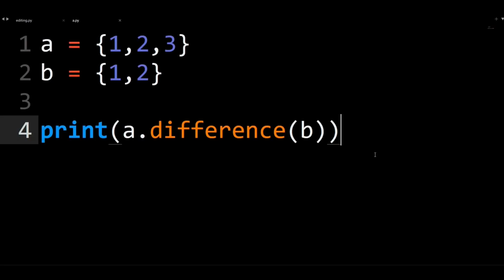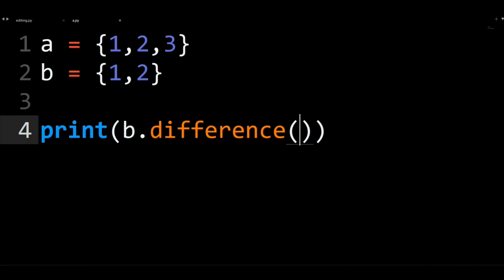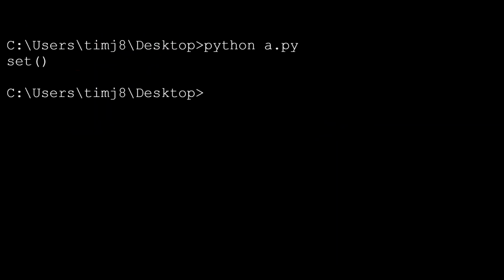Let's do another example. Print B dot difference A. What elements are unique to B? If we run the code, we'll see an empty set, meaning no elements are unique to B.